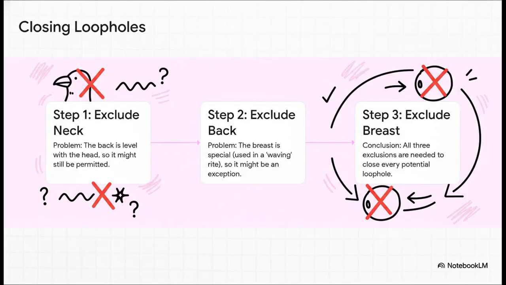Okay, follow this logic because it's awesome. Let's say the text only excluded the neck. Well, you could argue, okay, that's because the neck isn't level with the head, but the back is level, so maybe putting your hand there is okay. Nope, that's why you need a second verse to rule out the back. But then you think, hang on, what about the breast? That's a special part of the offering used in another ritual. Maybe it's an exception to the rule. And bam, the 3rd verse comes in and shuts down that loophole too. It's amazing. Every single potential counterargument is anticipated and just systematically dismantled.